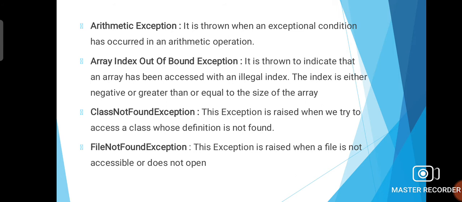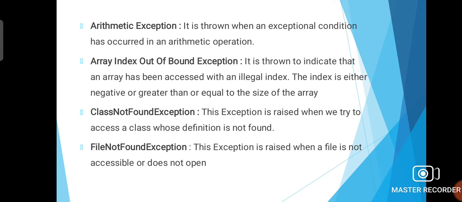First one is ArithmeticException. This is the exception for the error situation occurring during an arithmetic operation. Then ArrayIndexOutOfBoundsException. It indicates whenever the array has been accessed with an illegal index. If the index is not valid for a particular array, this exception can be thrown.